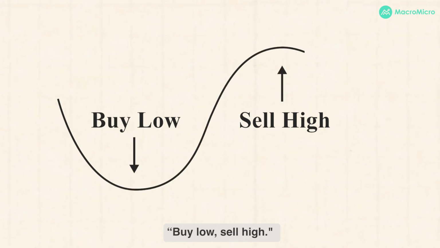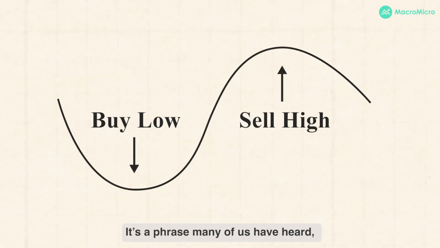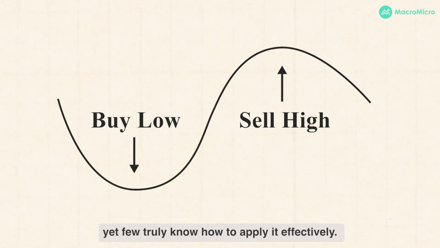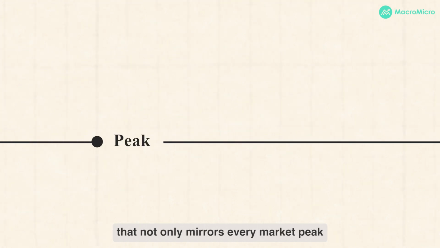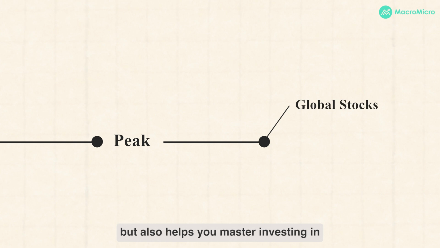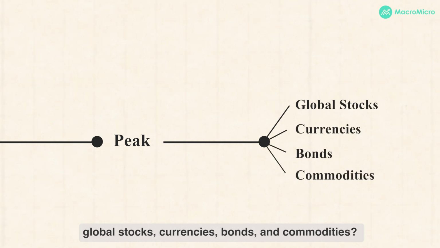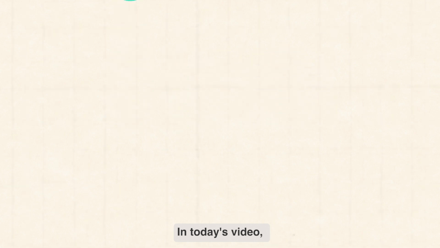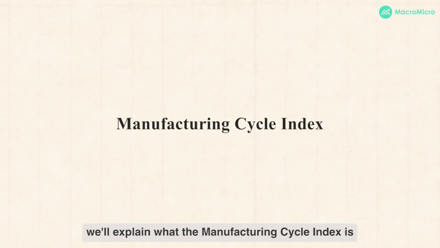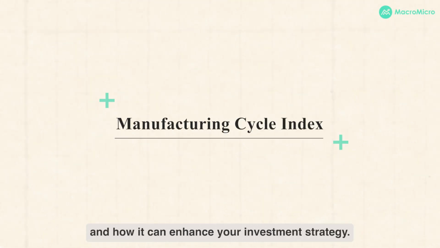Buy low, sell high. It's a phrase many of us have heard, yet few truly know how to apply it effectively. But what if we tell you there's an indicator that not only mirrors every market peak, but also helps you master investing in global stocks, currencies, bonds, and commodities? Welcome back to Macro in 2 minutes. In today's video, we'll explain what the Manufacturing Cycle Index is and how it can enhance your investment strategy.